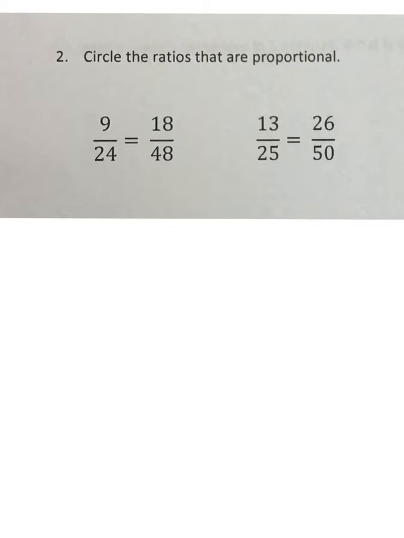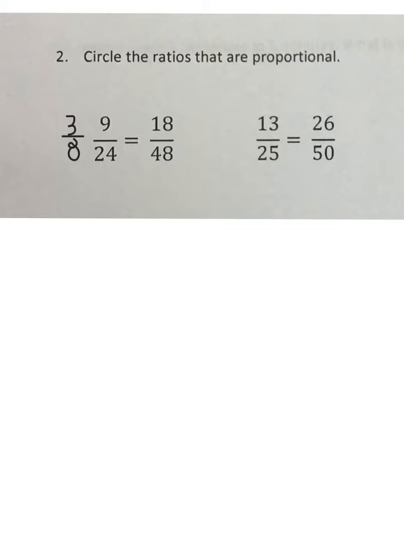Number 2 asks us to circle the ratios that are proportional. Now there are 2 ways to tell if a ratio is proportional. Our first way is to simplify both sides of the equal sign. So on the left, we have 9 over 24. If we divide both of those by 3, we can simplify that to 3 over 8.